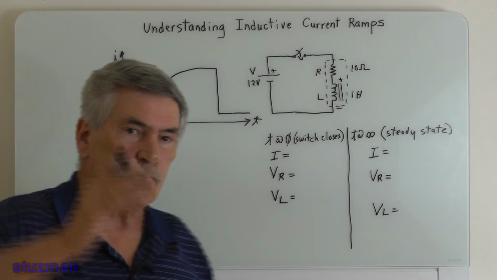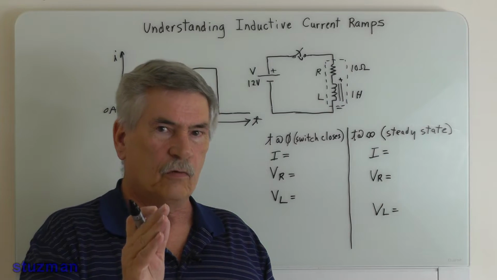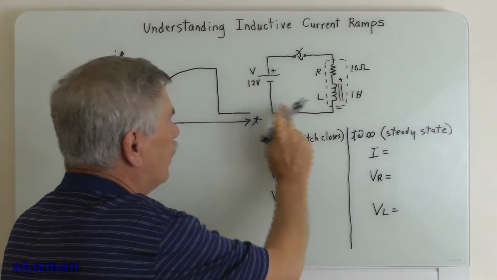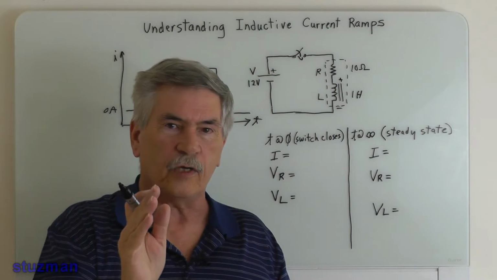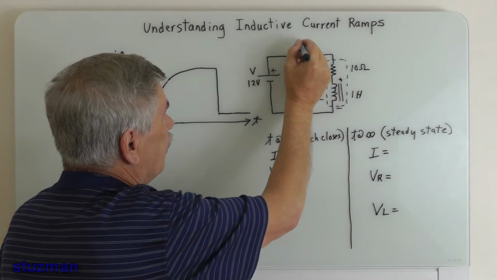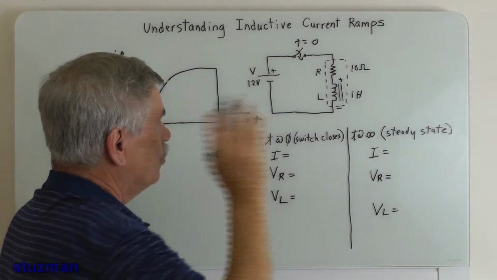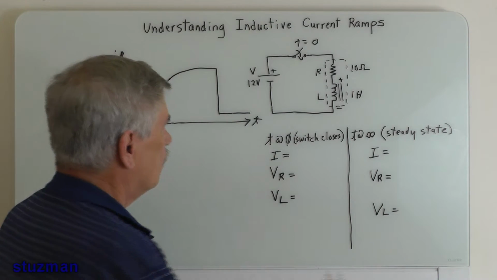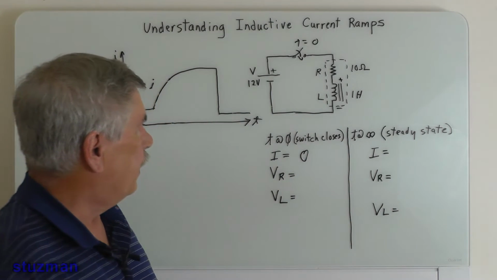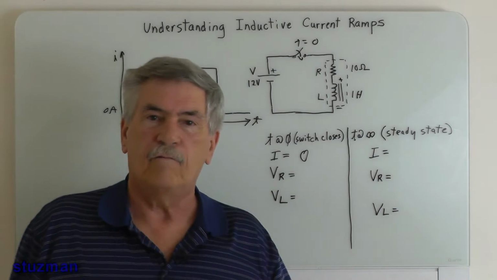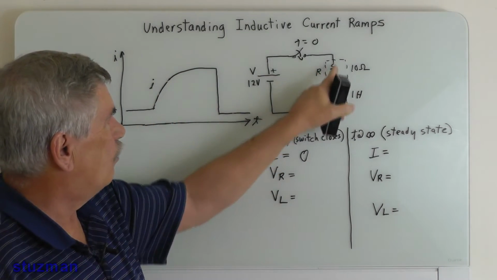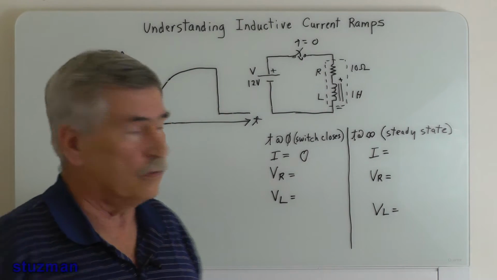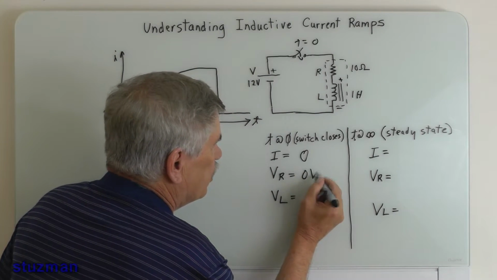Now, as soon as you close the switch at time equals 0, at that very instant, what has happened? How much current do you think is going in this circuit once I close that switch? I close this switch at time equals 0. As soon as that happens, the current is 0. How much voltage is across that resistor? 0. Well, there's no current, so there's not going to be any voltage. So we have 0 volts.